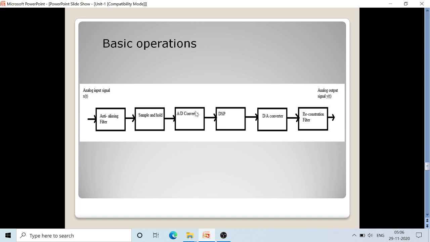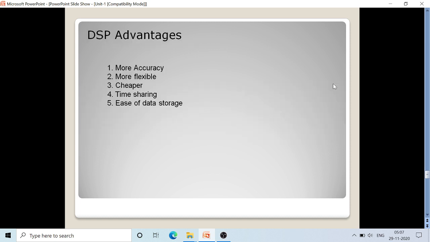It will generate the digital signal, which is passed through the DSP, and with the help of the DSP we get the processed signal. This processed signal is passed through the D to A converter, and we get the analog signal. After that, with the help of a reconstruction filter, we get back the analog output signal y of t.